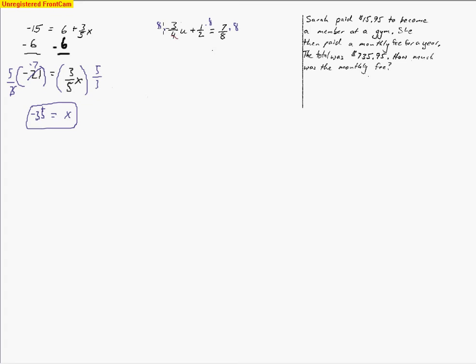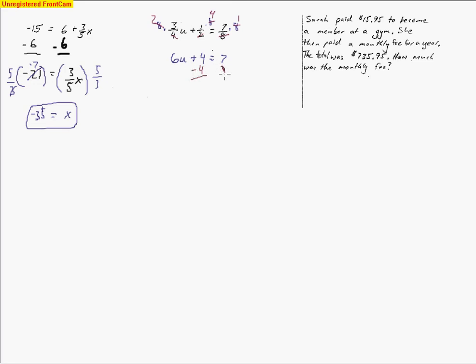4 goes into the 8 2 times. 2 goes into this 8 4 times. 8 goes into this 8 1 time. And now if we just multiply across with whatever's left over, we'll get our new number. So here it's 6u, because 2 times 3u makes 6u, plus 1 times 4 makes 4, equals 7 times 1 makes 7. So now we have an equation that is just a two-step equation without the fractions.